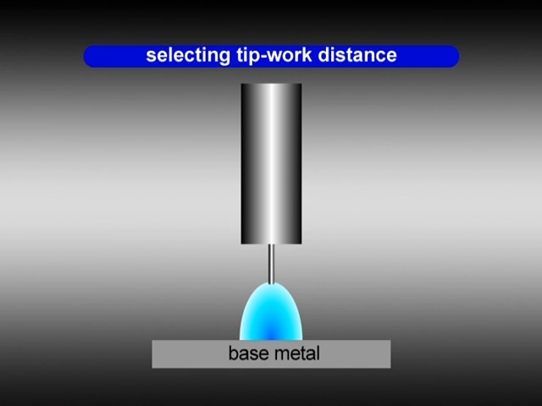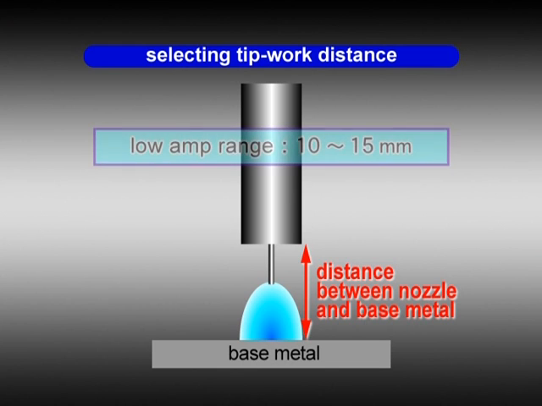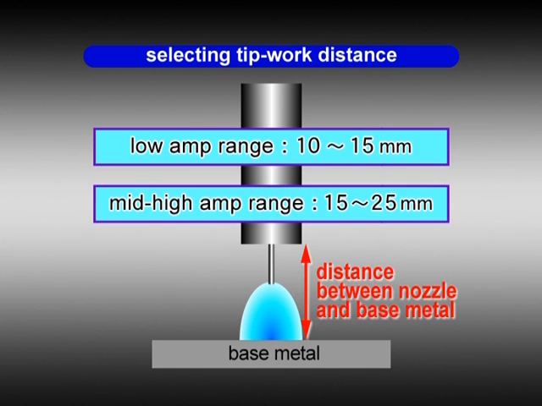The welding operator monitors the distance between the nozzle and base metal to keep the wire stick-out length constant. The distance is typically 10 to 15 millimeters for lower amperages and 15 to 25 millimeters for amperages over 200.